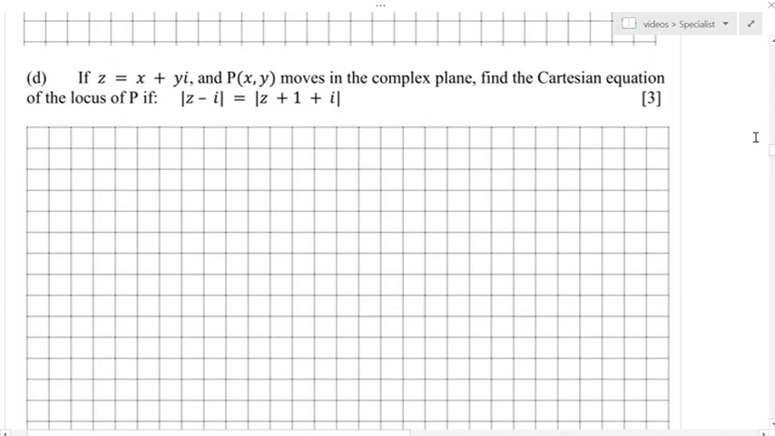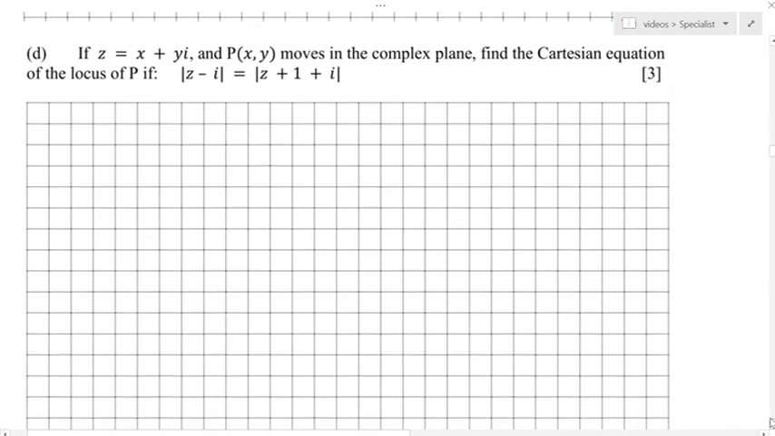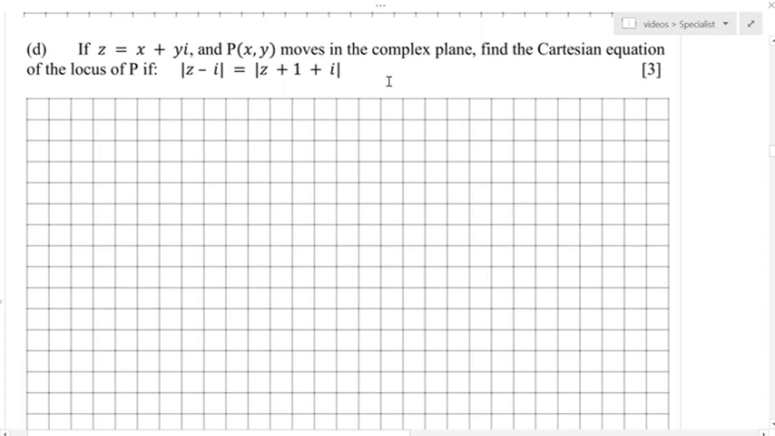Okay, so we are looking here at one more question, and this time we are going to find the locus of point P when it moves as per the given condition, the given restriction. It says that Z is indicated by your point P (x, y) in the complex plane, and it moves in such a manner that these two sides are equal.